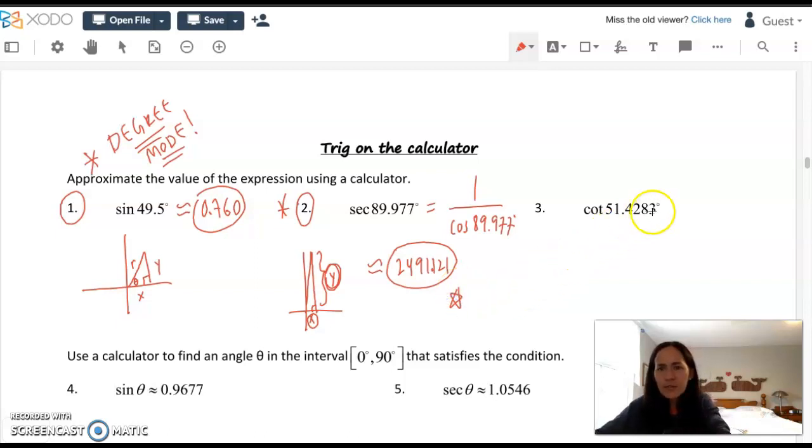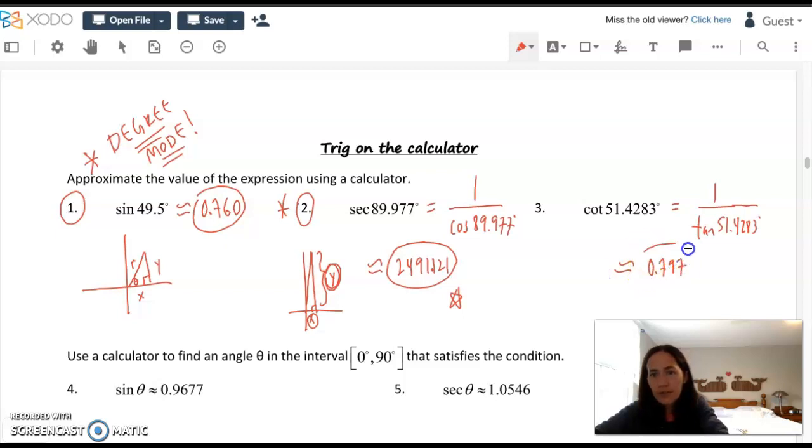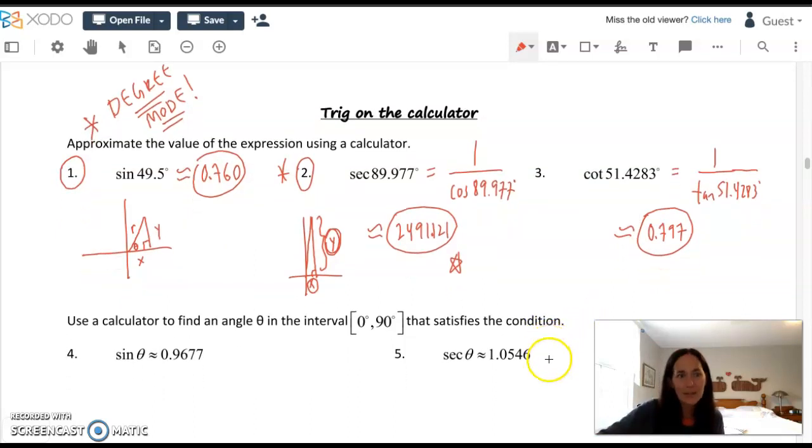Can you try 3 the same way? What trig function should you use? If you don't have a cotangent key, what's a good reciprocal to use? Let's go with 1 over tangent of that whole decimal, 51.4283 degrees. Go ahead, type that in, 1 over the tangent. I can wait, you can pause. I want you to check my answer of 0.797. See if that looks good. Straight from the calculator.